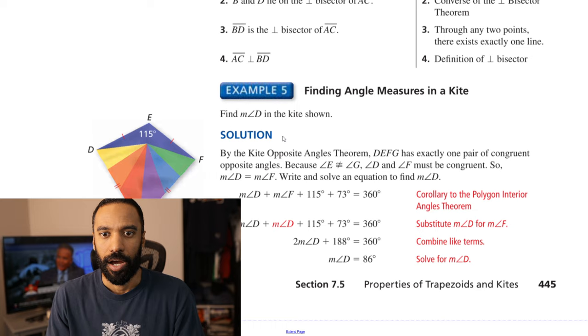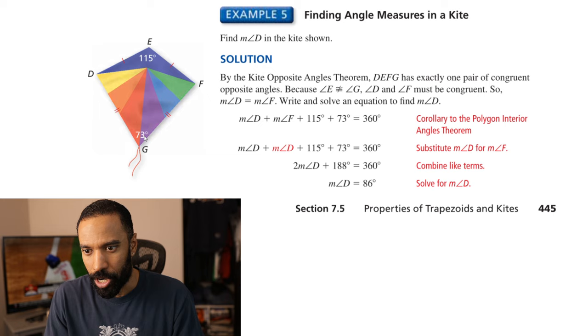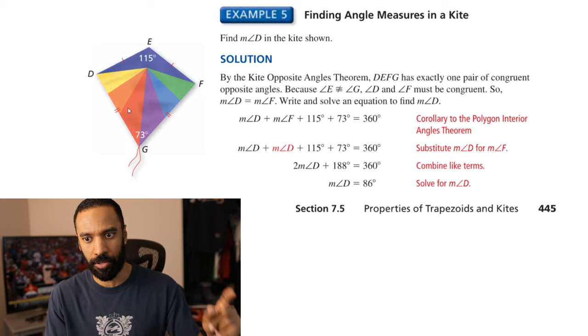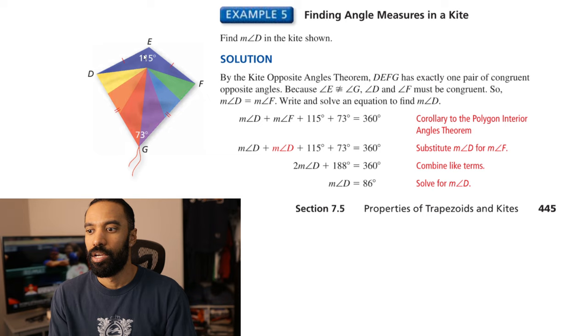Okay. I kind of feel like I need to move myself here, but maybe not. Here we go. Finding the measure of angle D in the kite shown. So this kite has 115 and 73 degree angles, the two non-congruent angles. Knowing it's a kite, either they tell you that or you can see by the congruent parts marked here. Boom and boom. D and F have got to be congruent to each other, and in total, this all adds to 360. So 115 plus 73 plus these two measures of angles are 360.